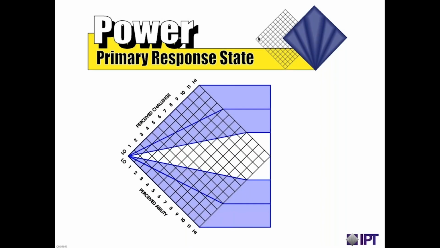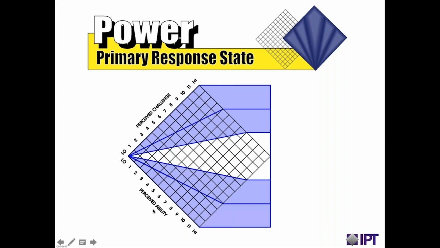So let's pick up where we left off. The second primary response state is a level of tension we refer to as power. Now, as a reminder, look at where these perceptions come up that give rise to these levels of tension. So you're looking at the change grid diagram.